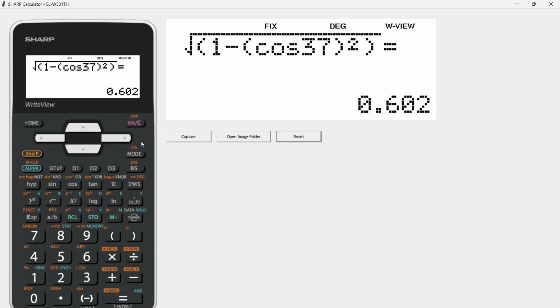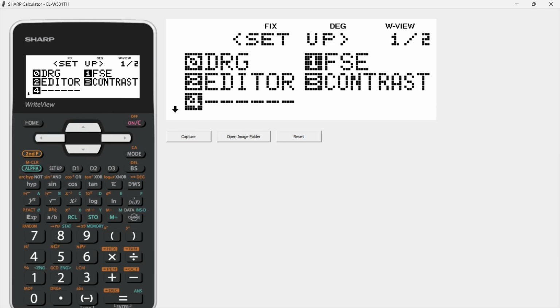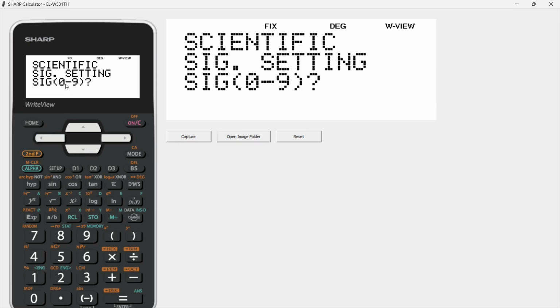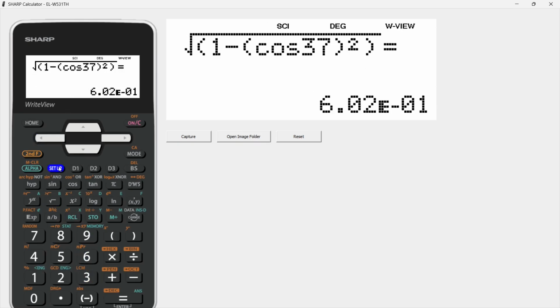All right, so back on my calculator now, let's change this to scientific notation. And I'm going to leave the decimal places as 3. So I'm going to do a setup again, and I'm going to go back into FSE 1, and then I'm going to look at SCI, and I'm going to put 1. And now I'm going to set the number of decimal places. Again, I'm going to keep it as 3. And I'm getting my answer now, 6.02. So it gives me my answer, not to 3 decimal places, but to 3 significant figures.